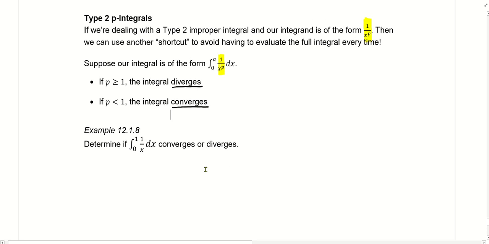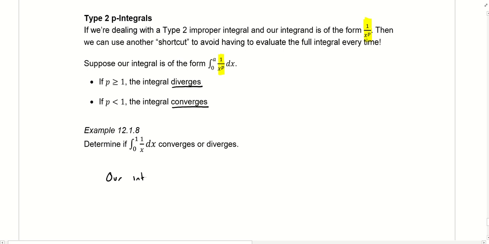So let's just do one quick example here. Let's determine if the integral of 1 over x from 0 to 1 converges or diverges. First thing we want to do is recognize, is this a type 2 improper integral? It looks like it, because at 0 we have a vertical asymptote: 1 over x, when x is 0, we have the 1 over 0 form. So we do have a type 2 improper integral. And if we consider our integrand 1 over x, it is of the 1 over x to the p form.